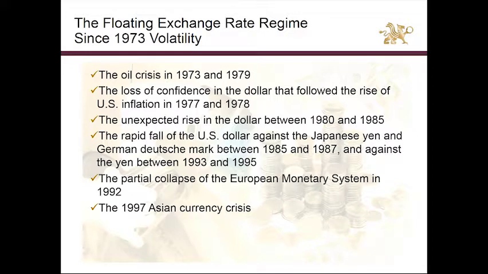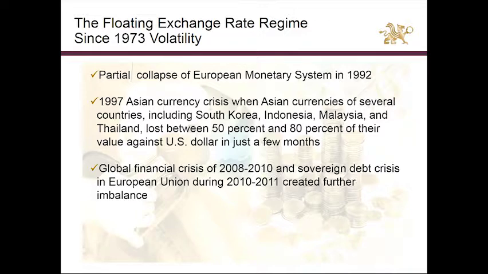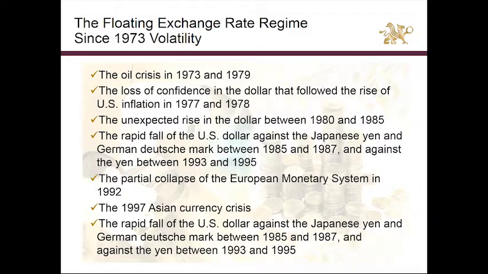The partial collapse of the European monetary system in 1992, the 1997 Asian currency crisis, when the Asian currencies of several countries, including South Korea, Indonesia, Malaysia, and Thailand, lost between 50% and 80% of their value against the U.S. dollar in just a few months. The global financial crisis of 2008 through 10, and the sovereign debt crisis in the European Union during 2010 through 11 created even further imbalances.